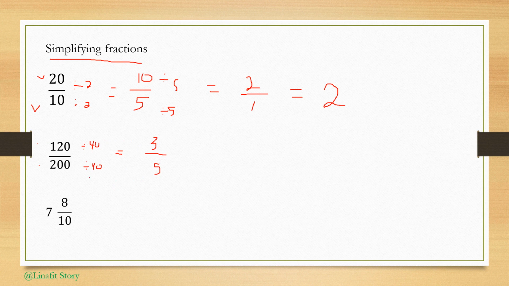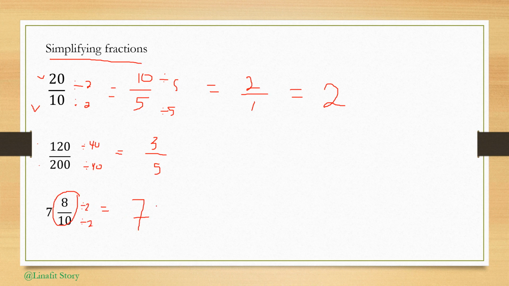Next, how about the mixed number? How to simplify the mixed number? So don't forget, you only simplify the proper fraction. So for 7 and 8 out of 10, you divide both by 2.